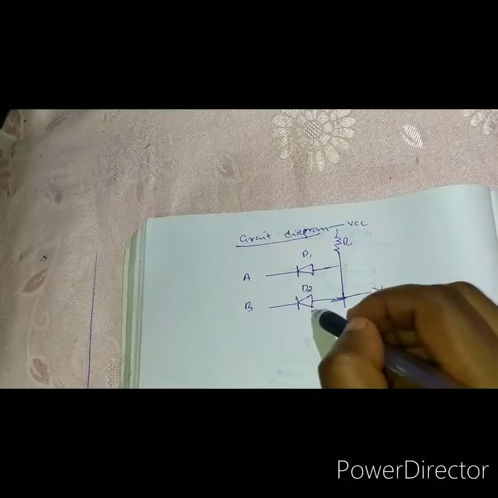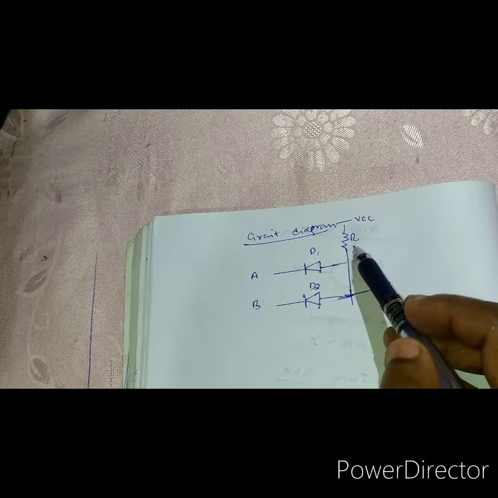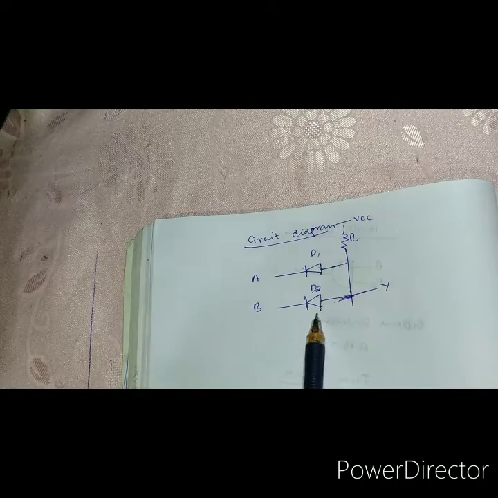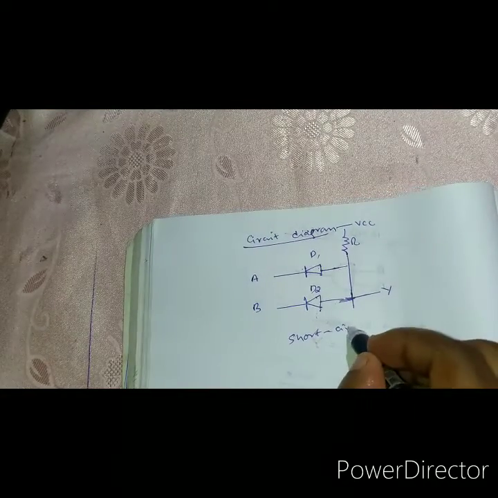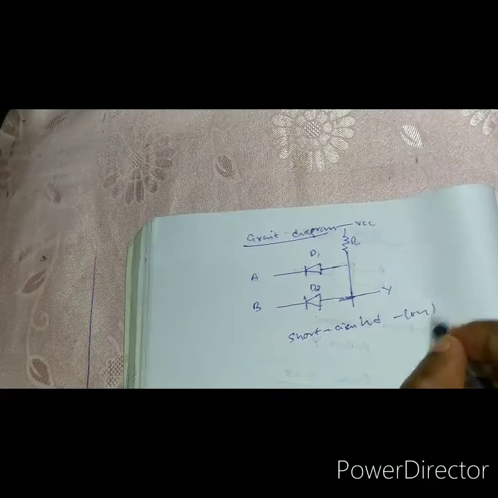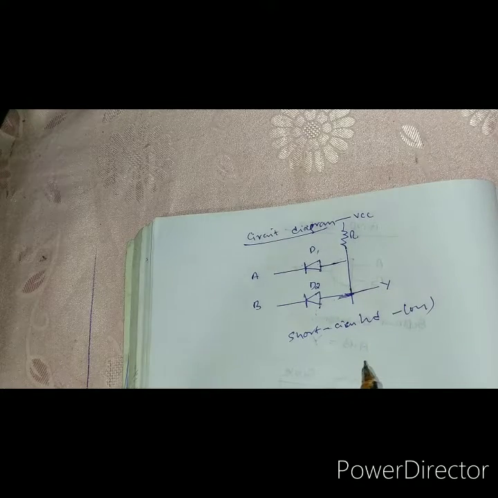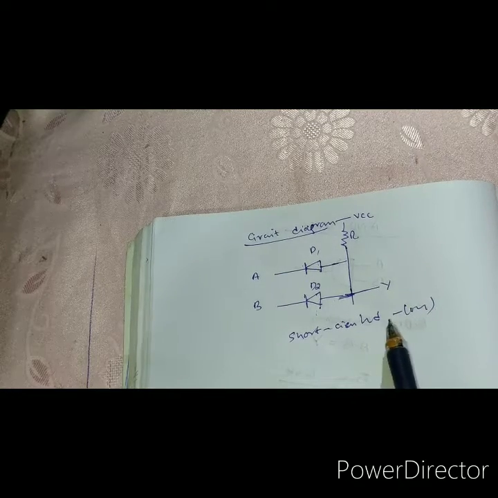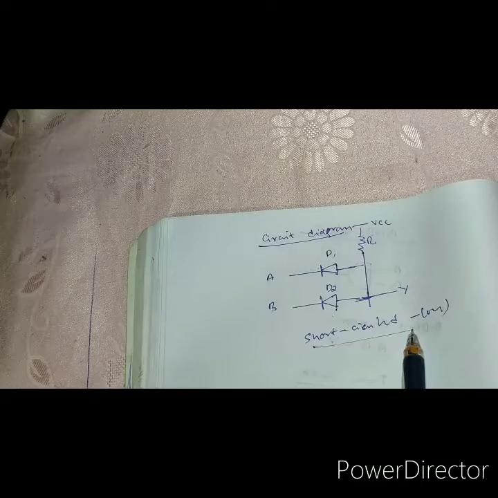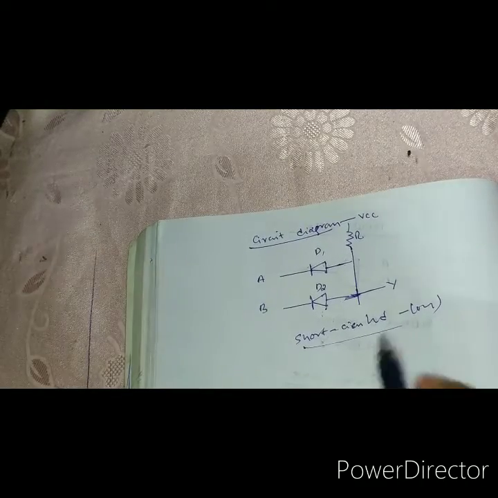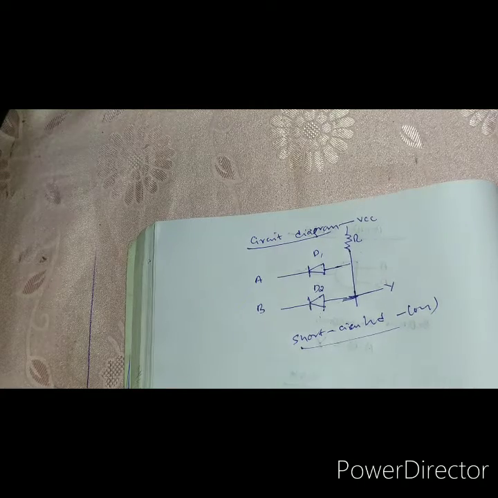Here the 2 diodes, D1 and D2, are connected to VCC through resistor R. And when these diodes are on, that is short circuited, or off, that is open. Whenever a diode is on, which means the anode voltage is higher than the cathode voltage, that particular diode is short circuited. So we will see when the diodes are on, if anode voltage is high and cathode voltage is low.